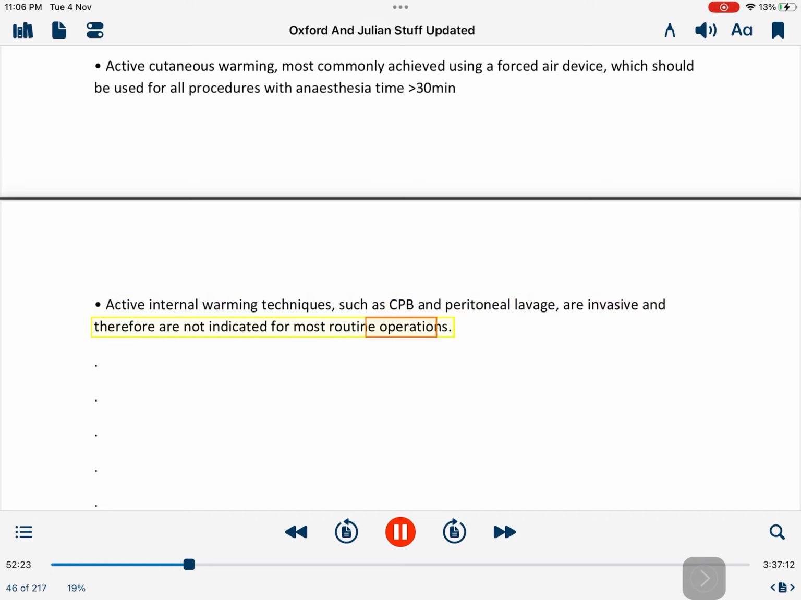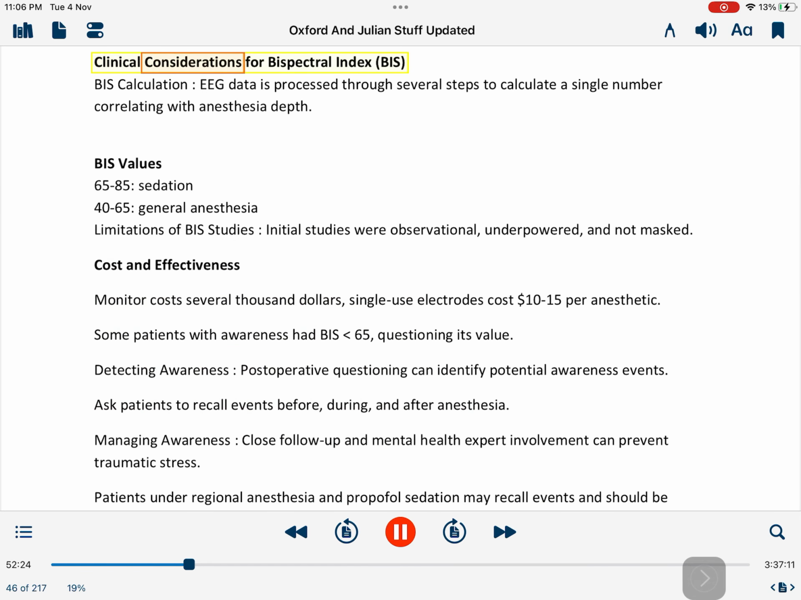for most routine operations. Clinical considerations for bispectral index, BIS: calculation, e.g., EEG data is processed through several steps to calculate a single number correlating with anesthesia depth. BIS value 65–85, sedation; 40–65, general anesthesia.